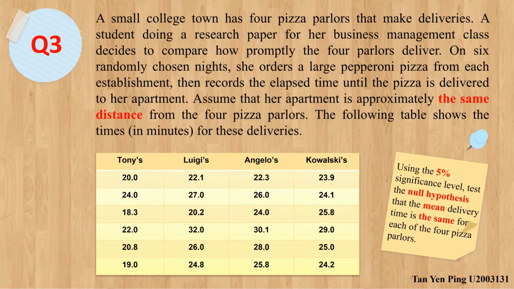Using a 5% significance level, test the null hypothesis that the mean delivery time is the same for each of the 4 pizza parlors. So for the answer of question 3, I would like to pass to Shenwei now to let her explain about it.